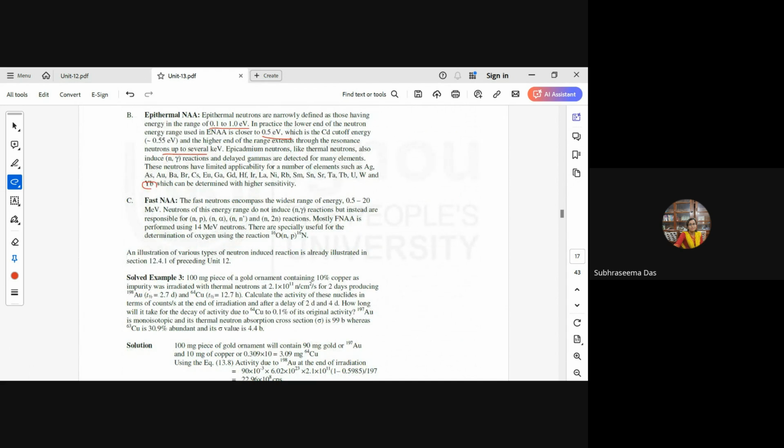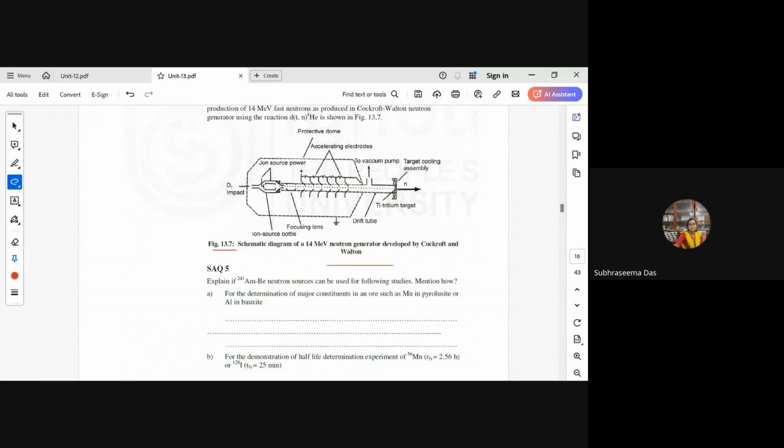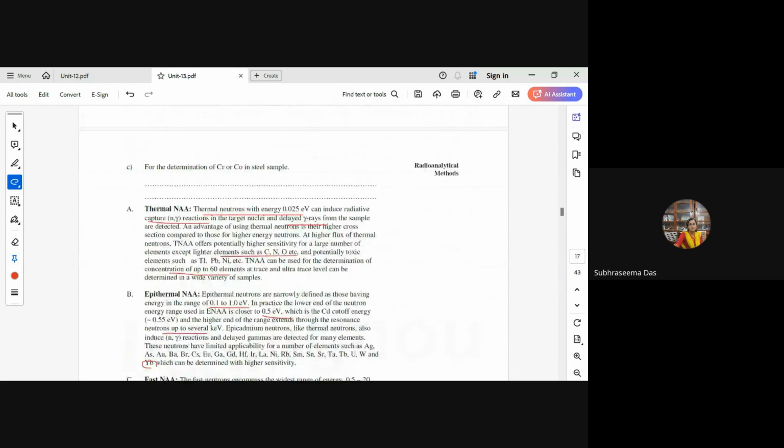Fast neutron activation analysis employs fast neutrons, which have an energy range of 0.5 to 20 MeV. Neutrons of this range do not induce (n,gamma) types of reactions, but rather they induce (n,p), (n,alpha), (n,n'), and (n,2n) types of reactions. Mostly, fast NAA is performed using 14 MeV neutrons, and they are particularly useful for the determination of oxygen using this reaction. Here an illustration of a 14 MeV neutron generator is shown in figure 13.7.